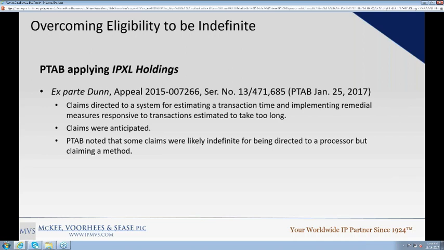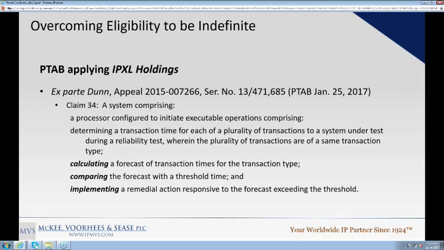But the PTAB noted kindly that even if the claims weren't anticipated and they brought this in, there's a good chance that the claims are likely indefinite under IPXL because now they have a limitation claiming a method. And I'll show you that in a second, or a means for use when the claims that are directed to a processor. And here you can see some of those things that they highlighted.